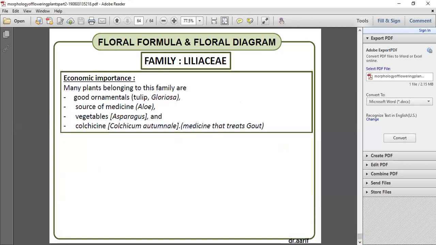So what is the economic importance of Liliaceae family? Liliaceae is something where tulip, gloriosa, such kind of ornamental plants belong to this family. But aloe vera is also of Liliaceae family, and you know how good aloe vera is in terms of medicinal properties. Asparagus is of medicinal importance, this type of family.